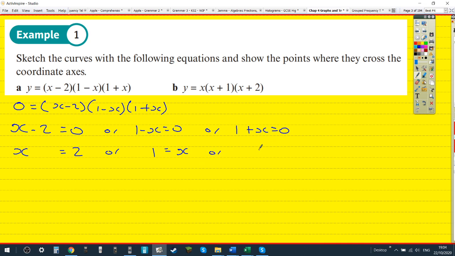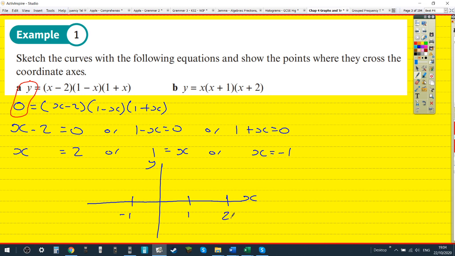And then x is minus 1. So in our graph, that was when y is 0. So we let y be 0, and when y is 0 it is on the x-axis. And so we got 2, 1, and minus 1.